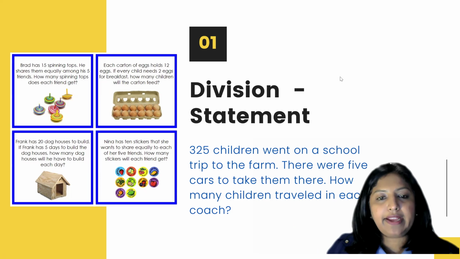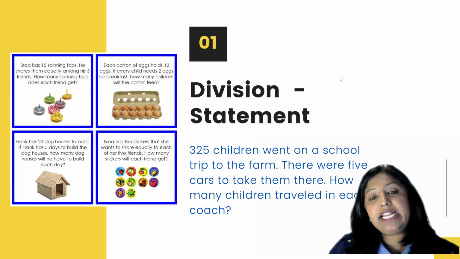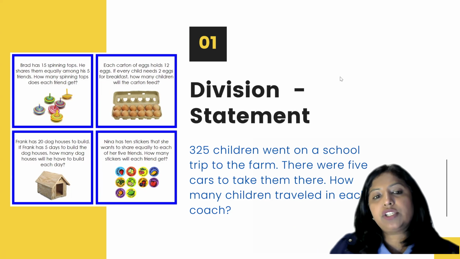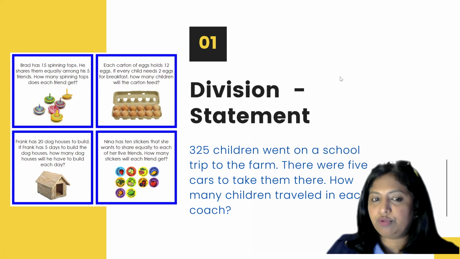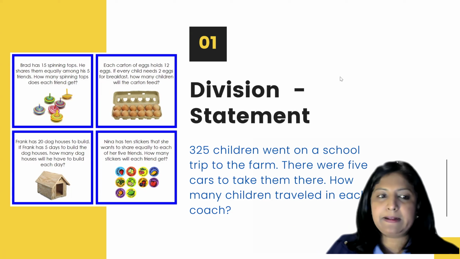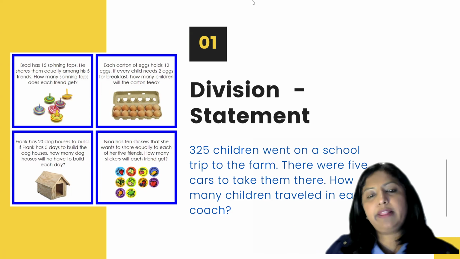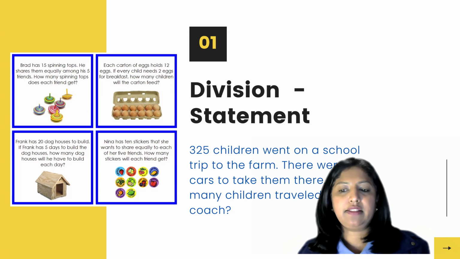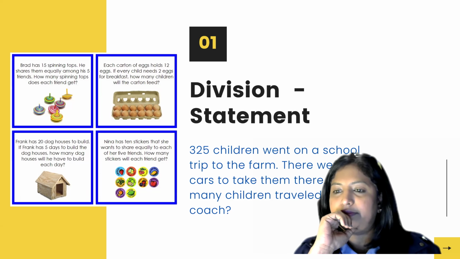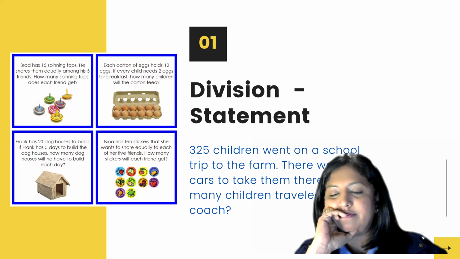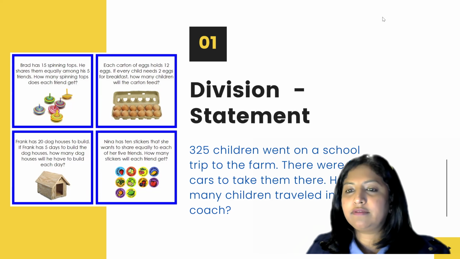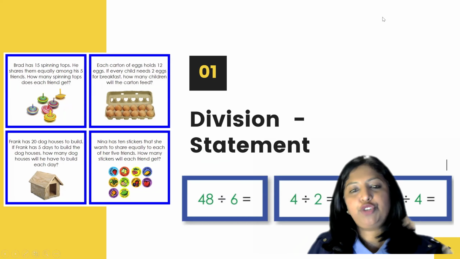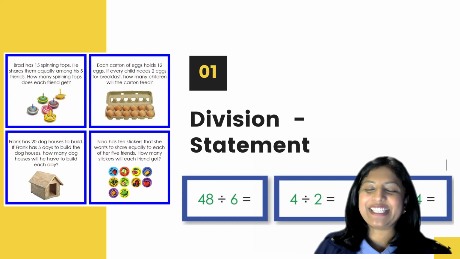So each carton of eggs had how many eggs? 12 eggs. If every child needed 2 eggs for the breakfast, how many children will the carton feed? So it's 12 divided by 2. So 6. 6 children it will feed. Okay. So the moment that the children read, they understand that it is a division problem statement. Okay. So that helps us to work on the problem statements. So you can also give this way. The division statements can also be written this way.